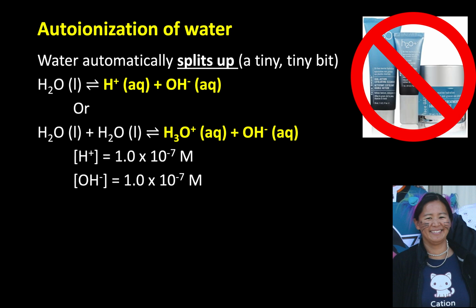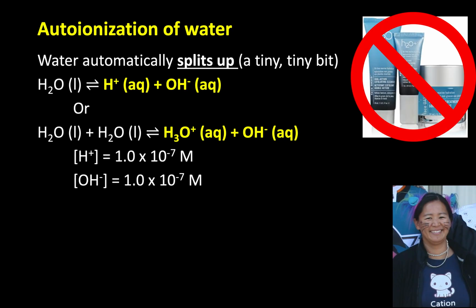Okay, at any rate, when the water splits up, it's only going to form a very low concentration of the hydrogen ions, so 1 × 10⁻⁷ molar. So that's a very, very small concentration. That's what these brackets mean, by the way, is the molarity. It's a shortcut for saying molarity.